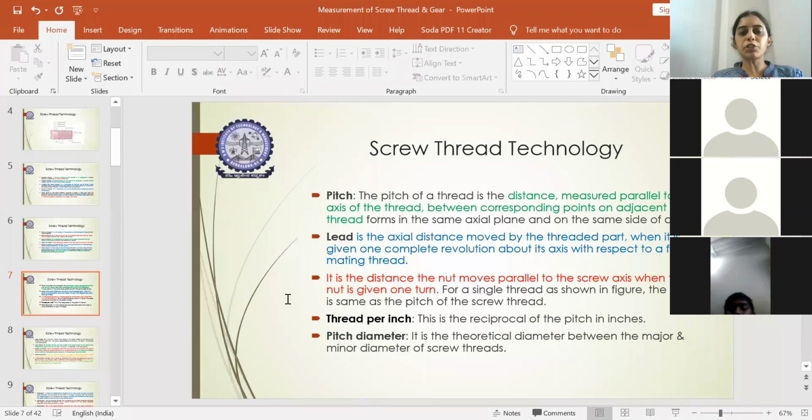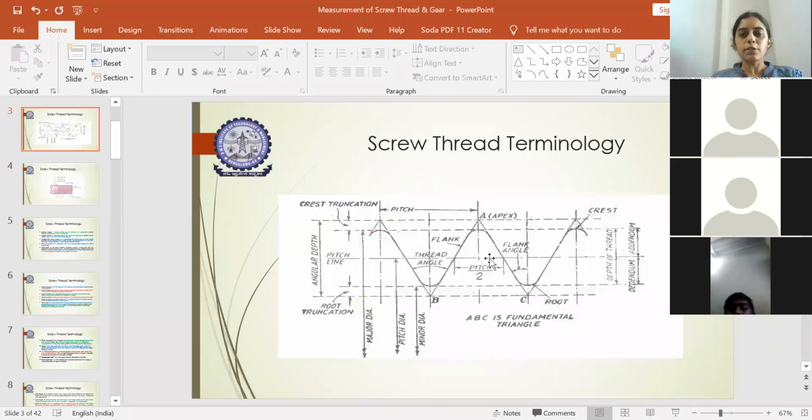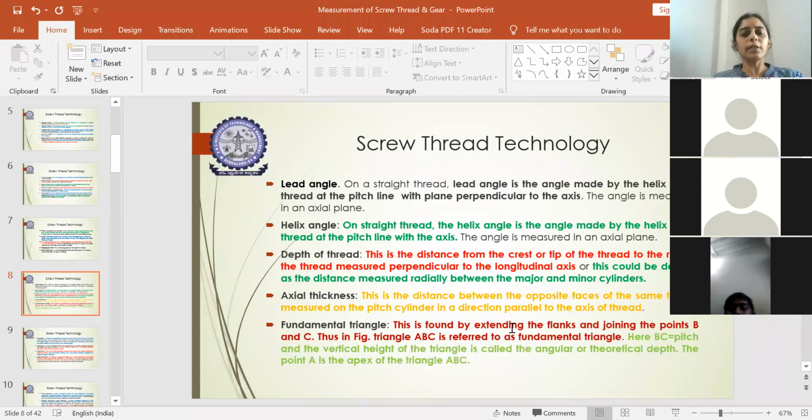So next is axial thickness. This is the distance between the opposite faces of the same thread. Each helical groove will have two opposite sides, right? So this is one of the opposite straight edges, and this is the other opposite straight edge, which we call the flank. So the distance between two opposite straight edges will give you the axial thickness of the thread.